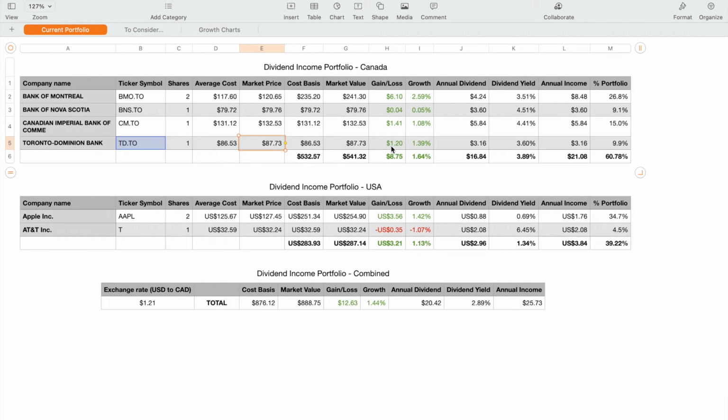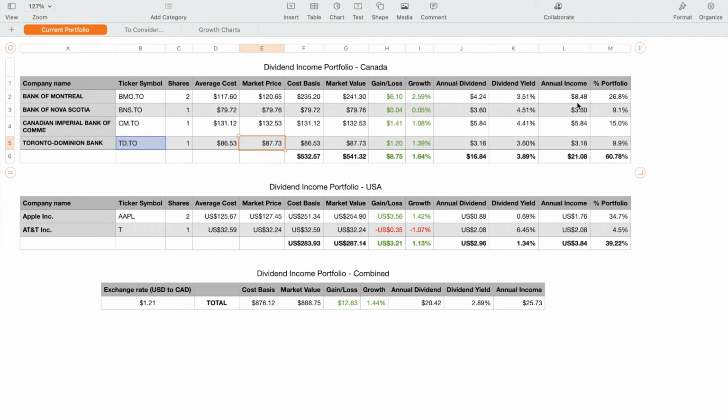It tells you your gain or loss, your growth, the annual dividend that they pay out, the annual income that you will get, and the percent that company makes up of your portfolio. Now, right now, these two numbers are the same because I only have one share. But with BMO, you can say I have two shares, where the annual dividend is $4.24. I make $8.48 because I have two shares.